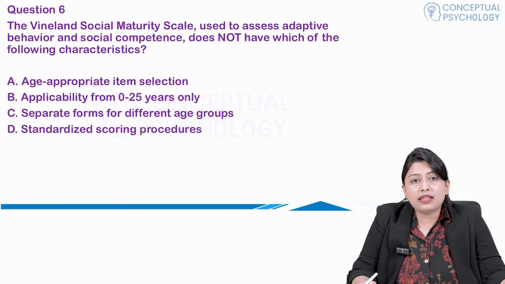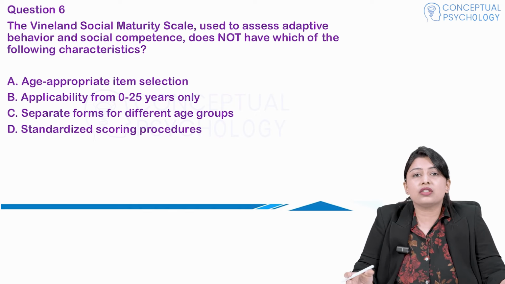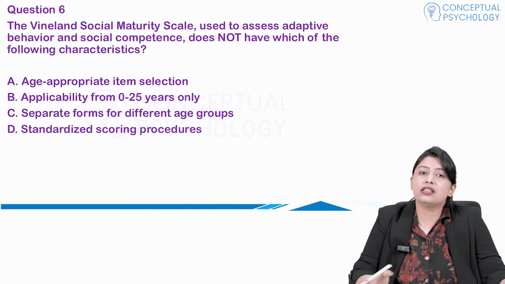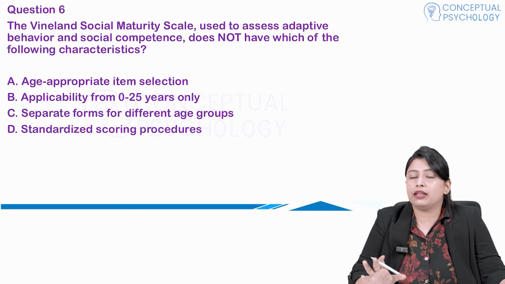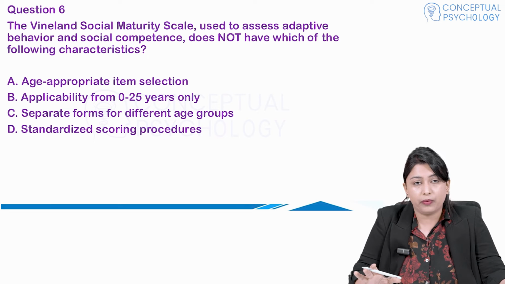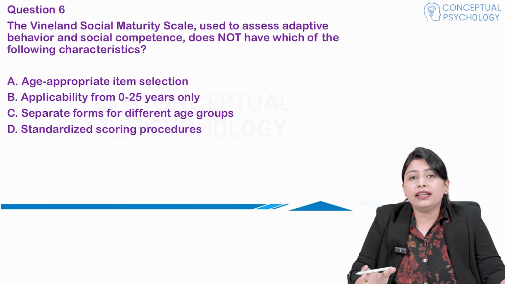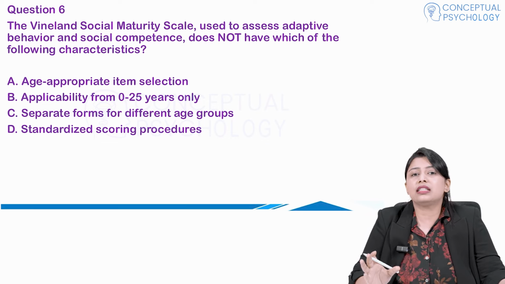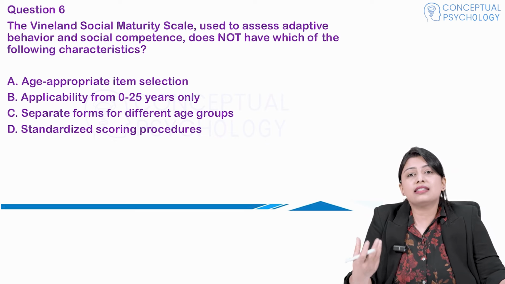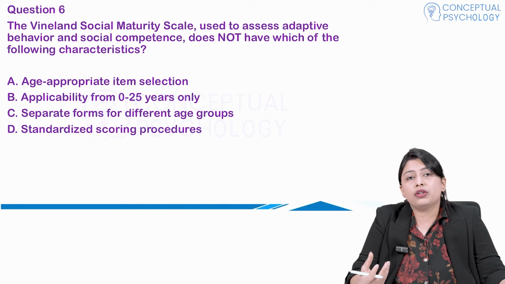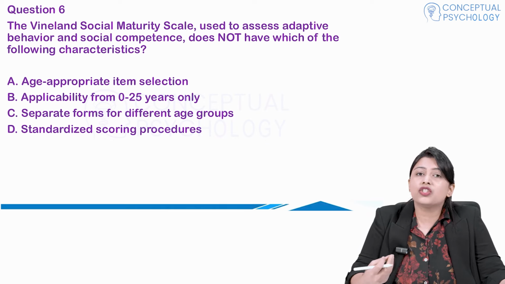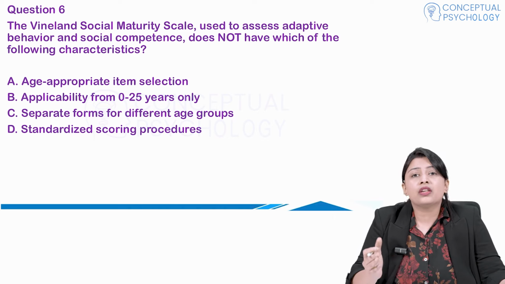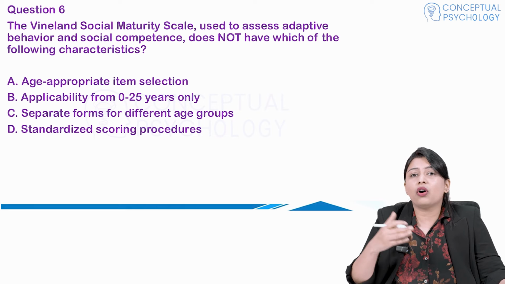So the VSMS scale and its modern version, which is the Vineland Adaptive Behavior Scales, do not have a limited applicability of only 0 to 25 years. The current Vineland 3 actually has a much broader range. It covers individuals from birth to 90 years, which makes it useful across the lifespan. So this extensive age range allows for the assessment of adaptive functioning in infants, children, adolescents, adults, and even elderly individuals. So the scale assesses adaptive behavior across many domains.